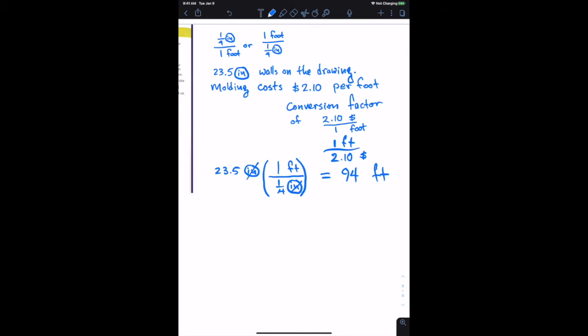So I can take that 94 feet and I can actually put another conversion factor in, because the conversion factor is going to be that I can take for every 1 foot, it's going to cost me $2.10, and that's going to come out in dollars. So there that is. Feet cancel now, and I multiply 94 times 2.10, and that gives me $197.40.